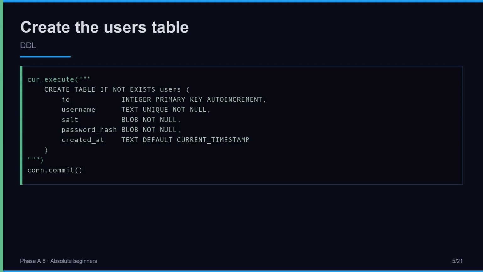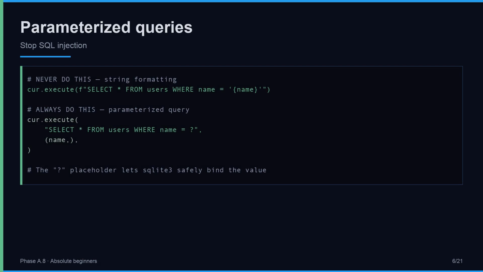Create the users table with a single execute call. The SQL is called DDL, Data Definition Language. Five columns: an auto-incrementing integer primary key, username is unique text, salt is a blob, raw bytes, password hash as a blob, and a created_at timestamp. If not exists keeps the call idempotent, safe to run multiple times. Commit to persist the schema. The table is now ready to receive rows. Define the schema.